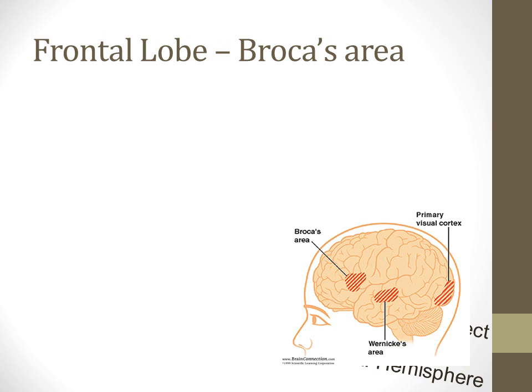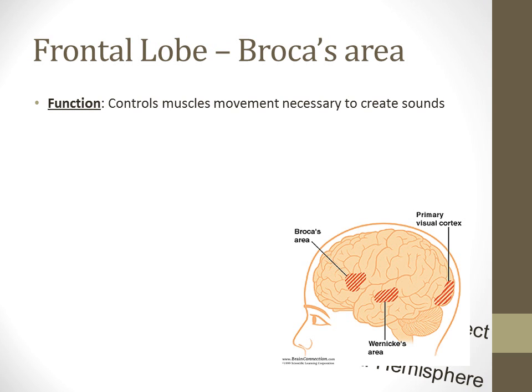The frontal lobe also has an area in it known as the Broca area. The function is that it controls muscle movement necessary to create sounds, so to speak. It's specifically on the left side of the frontal lobe, so it's not in both lobes, on the right and left. It's only on the left.